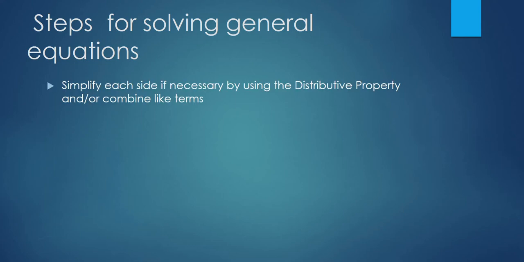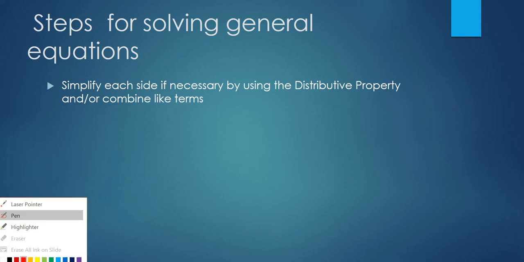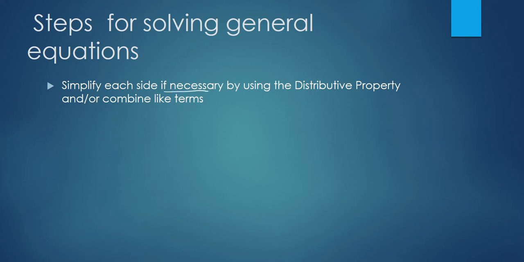So first, you're going to simplify each side, if necessary, by using the distributive property. The if necessary is there because sometimes a side is already simplified and sometimes you need to do some work with it. So simplify each side, if necessary, by using the distributive property and or combining like terms.